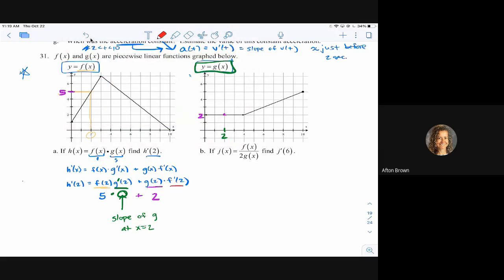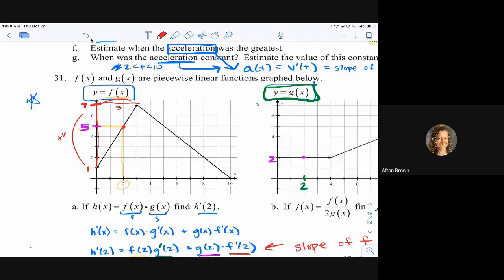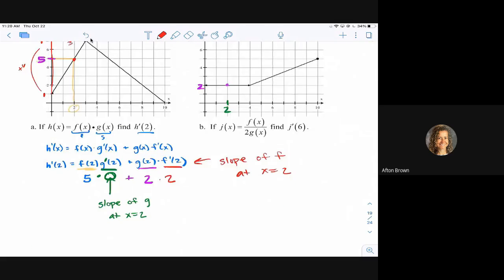Okay, how about F prime? In words, what does that mean? Derivative. So this would be the derivative or the slope. So we want the slope of F at X equals 2. I want the slope at that point. How many did we rise? Let's see, we went from 1 to 7, right? So we rose 6. You guys stop me if I'm wrong. And we ran 3. So 6 over 3 is 2. Well, that's 0. 2 times 2, so our answer is 4.